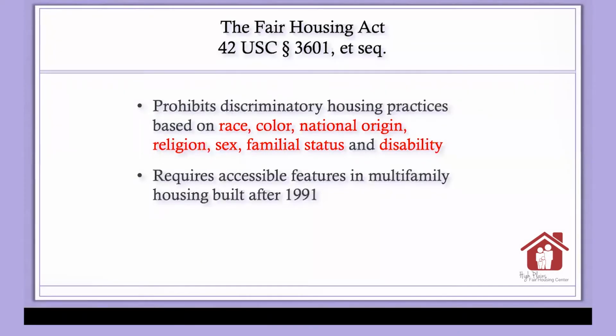So the Federal Fair Housing Act prohibits discriminatory housing practices when they're based on membership in 7 protected categories: race, color, national origin, religion, sex, familial status, and disability. That's the main focus of today's presentation. Importantly, the Fair Housing Act also requires certain accessible features to be included in any multifamily housing that is built after 1991, but we will not be covering that portion today.